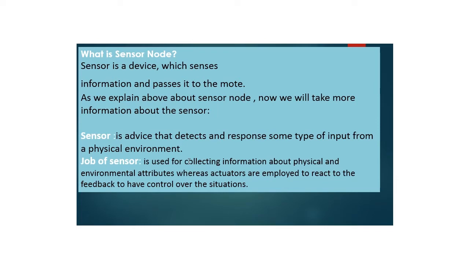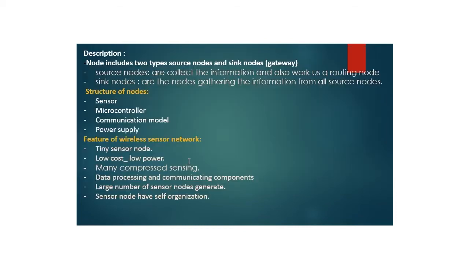As we explained about the sensor node, now we will take more information about the sensor. A sensor is a device that detects and responds to some type of input from the physical environment. Job of the sensor: from the definition of the sensor, it is used to collect information about the physical and environmental attributes, where actuators are employed to react to feedback and have control.